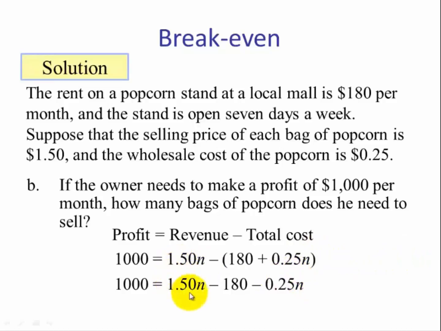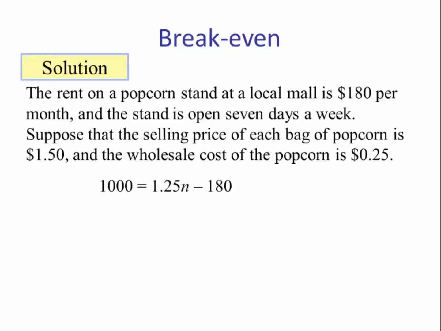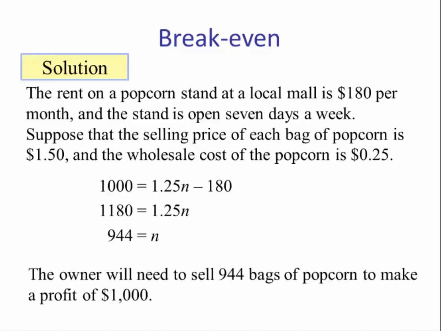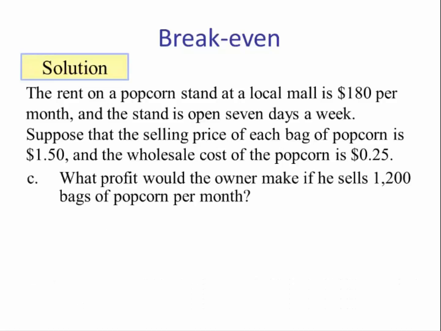We have N's on the same side of the equal sign, so we combine like terms. We get 1,000 equals 1.25 N minus 180. Next we want to add 180 to both sides and divide by 1.25. And we see that N is equal to 944. So this means the owner will need to sell 944 bags of popcorn to make a profit of $1,000.